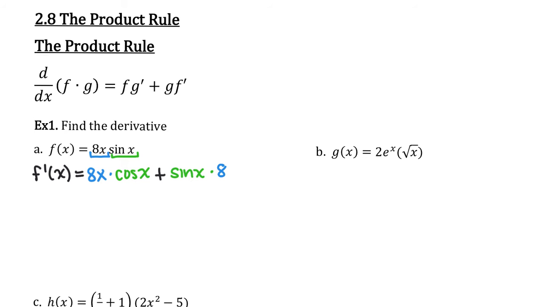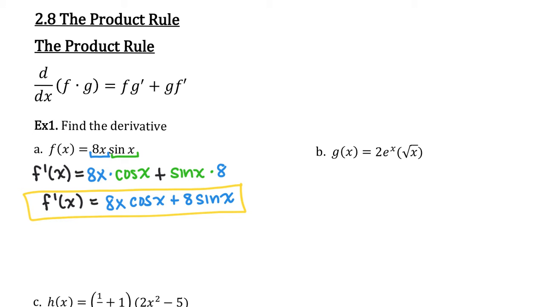I'm going to rewrite this answer just so it looks a little bit cleaner. I'm okay with the 8x cosine x. It's not bad. But for this second term, if you're doing sine x times 8, the 8's a coefficient. I'm going to move it to the front because otherwise you can't tell if you're doing the sine of x times 8 or if you're doing 8 times the sine x. So in this case, we're doing 8 times the sine x. So I'm going to move the coefficient to the front. But I am going to leave it like this because this is a good expression.